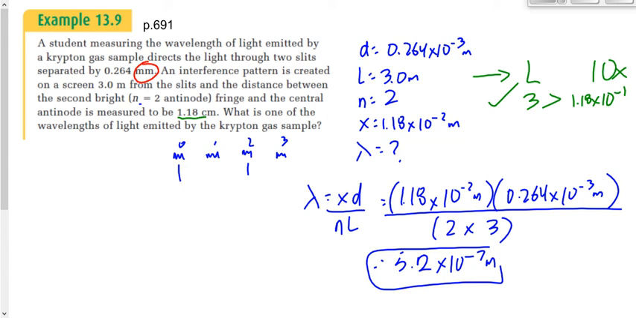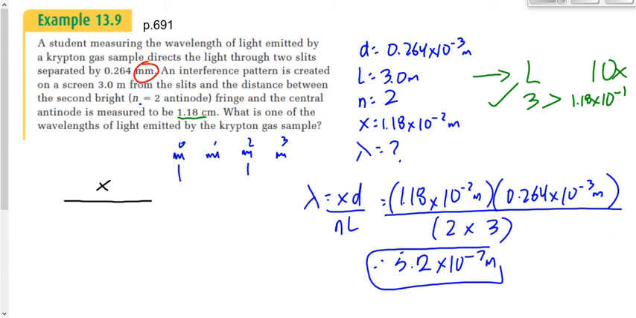Good there? Quick question though. What would we have done there? What would we have done if 10x was 3.1? What if L wasn't greater than 10 times x? Find the angle. Yeah, just find the angle.